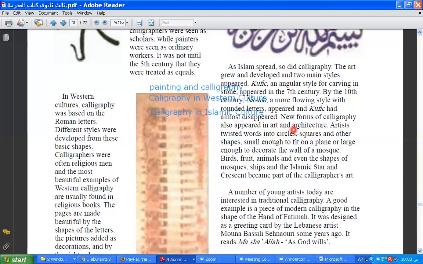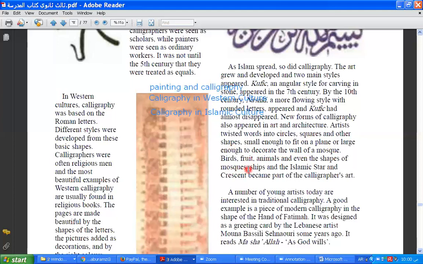ركز. Later on, new forms of calligraphy also appeared in the art and architecture, اللي هو الفنون المعمارية. بعدين بدأوا يتفننوا يسووا على شكل كلمات عبارة عن دوائر, كلمات ملتوية ودوائر, مربعات وأشكال وأشغال أخرى. Also, it's a kind of decorating a wall in the mosque, as we said.